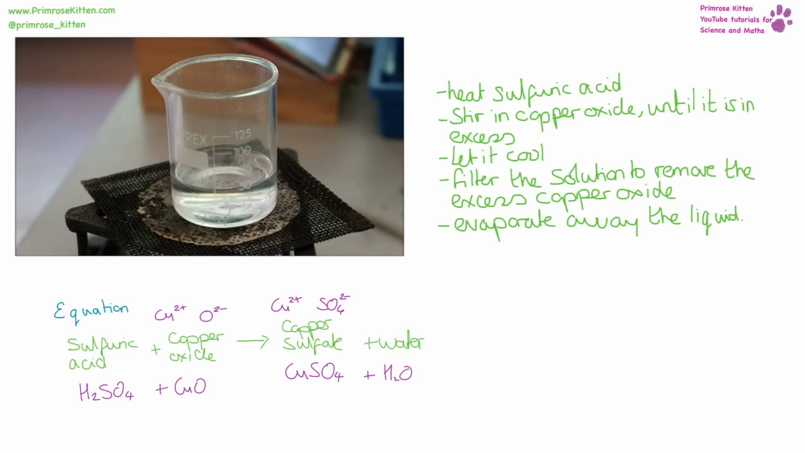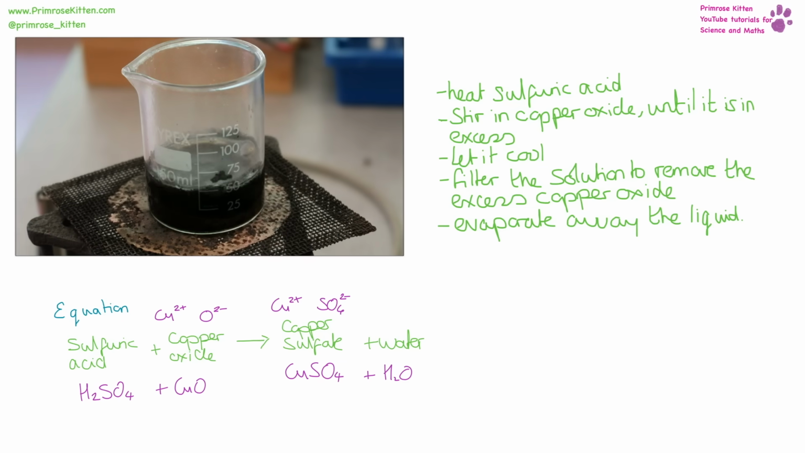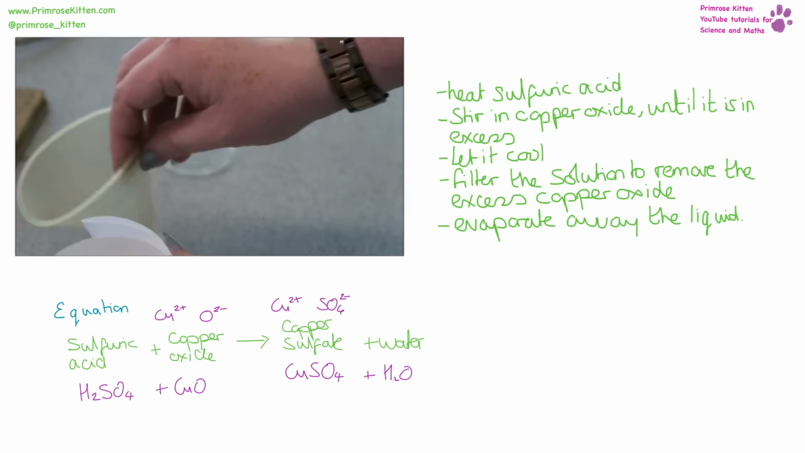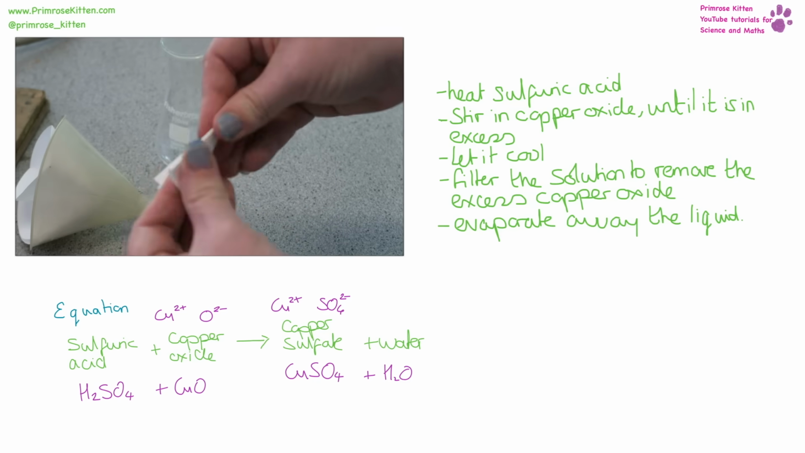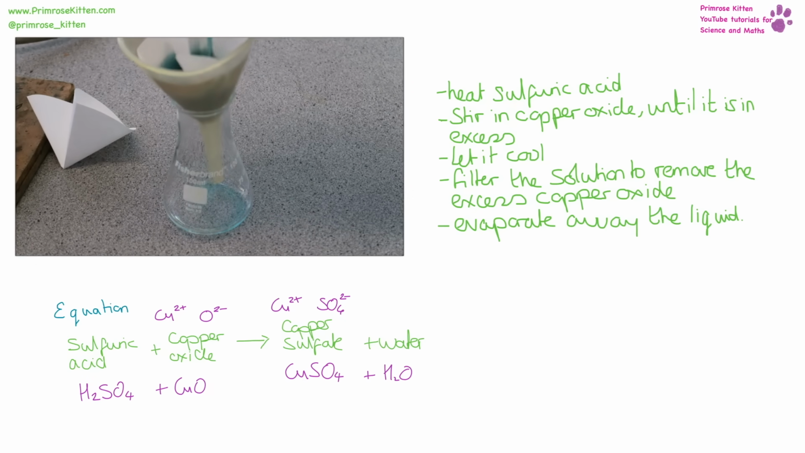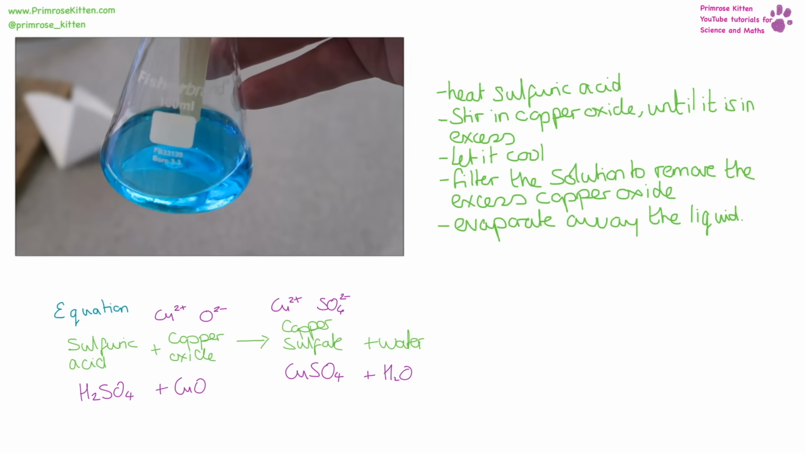For making a pure salt, we are going to be making copper sulfate. This is mixing sulfuric acid and copper oxide to make copper sulfate and water. You're going to need to heat the sulfuric acid, stir in the copper oxide, which is a black powder, until it is in excess, which basically means you can't dissolve it anymore. Let it cool a bit, and then you can filter the solution to remove the excess copper oxide, so that the black copper oxide powder will stay in the filter paper, and then the solution of copper sulfate will come out down the bottom.